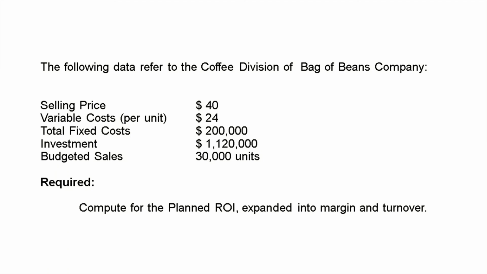So in this problem, we are given the following data about the coffee division of Bag of Beans Company. We are given the selling price of $40, variable cost per unit of $24, fixed cost of $200,000, investment of $1,120,000, and a budgeted sales of 30,000 units. Our first requirement is to compute the planned ROI to be expanded into margin and turnover.